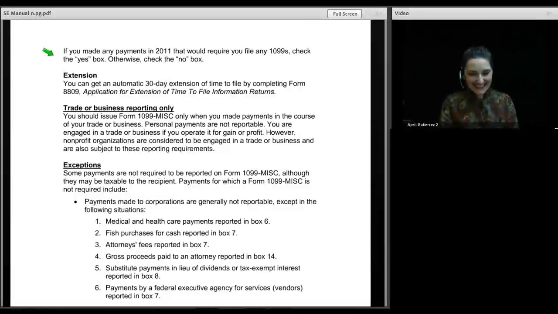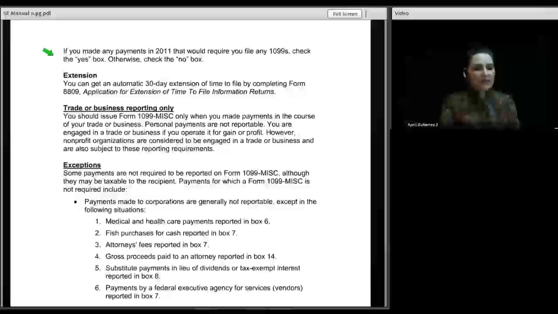We'll get there. So if you made payments in 2011 that require you to file any 1099s, you need to check the yes box. If you can see that the amounts showing for expense categories are under the threshold amounts, then you typically don't have to file the form.